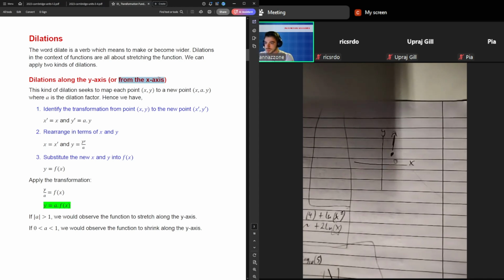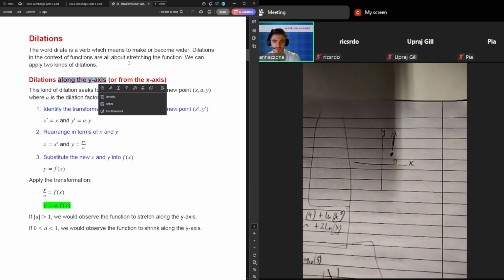From experience, the book will typically use from an axis. That'll be both Cambridge and Jacaranda. But I've seen some exam questions from other companies that will put like along an axis in there. Suffice to say, both ways of wording something are the same there.